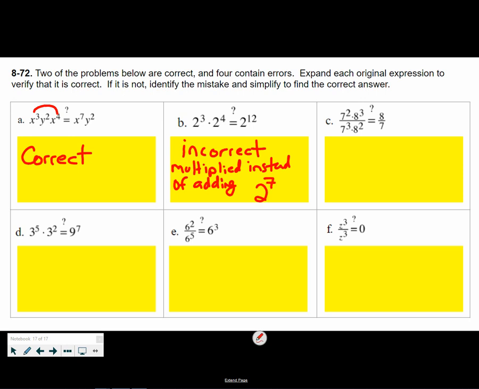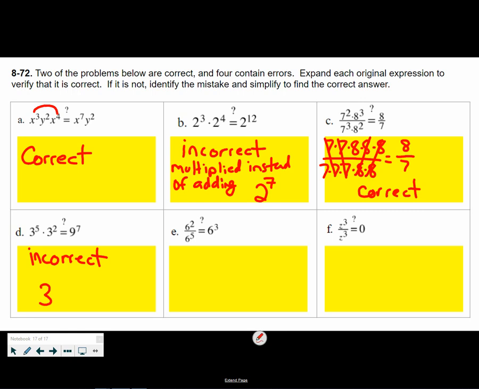For c, if I wrote it out, it would be 7 times 7 times 8 times 8 times 8 over 7 times 7 times 7 times 8 times 8. I get left with 8 on the top and 7 on the bottom, so it's 8 sevenths, so this is correct. For this one they multiplied the bases, so it's incorrect. The correct answer is 3 to the 7th power, so you do not multiply the bases.